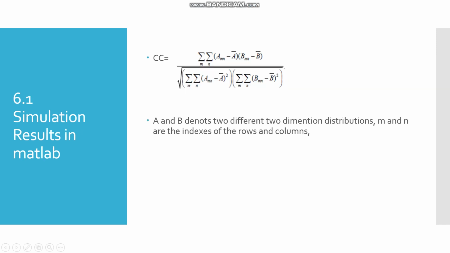Here are shown some statistical analysis formulas, that is CC, the correlation coefficient between two images. We will be finding the correlation coefficient between the host image and our secret image, that is, the one that has been embedded into the host image, and the secret message that we have been extracting.